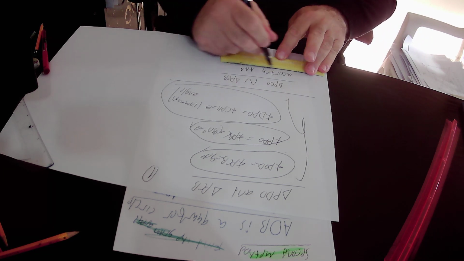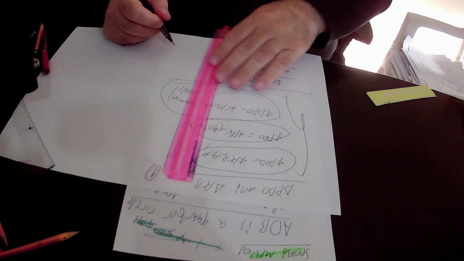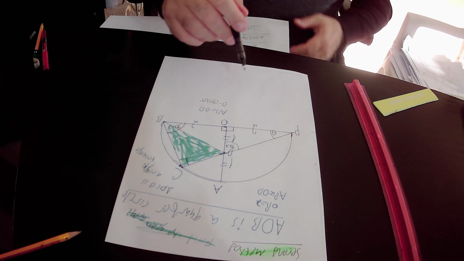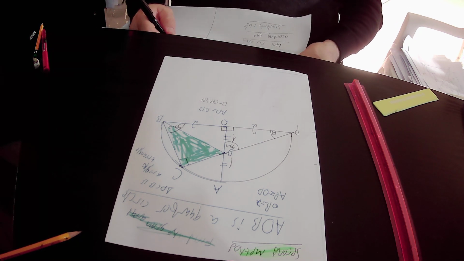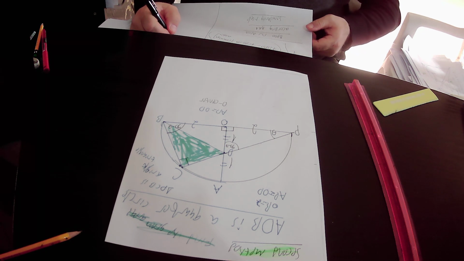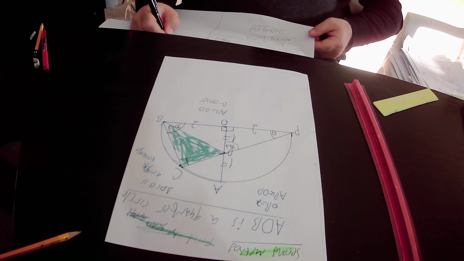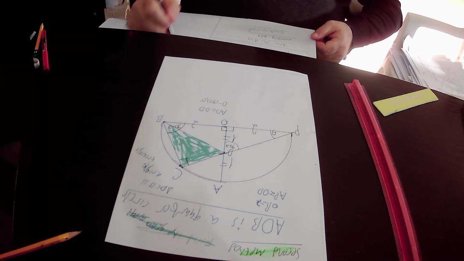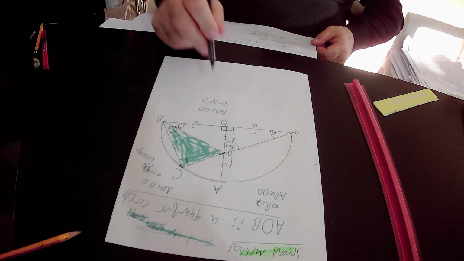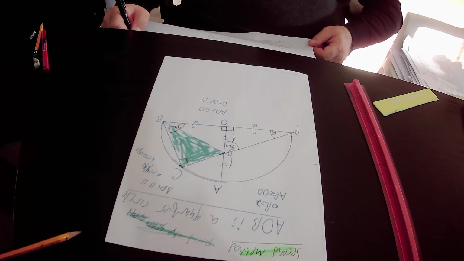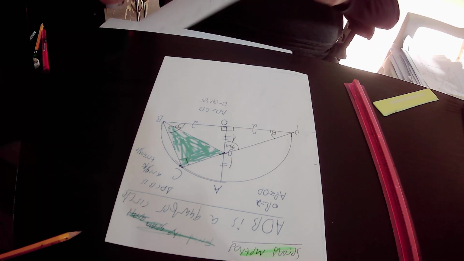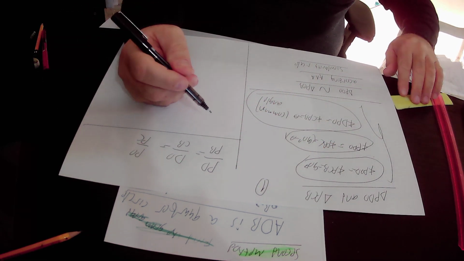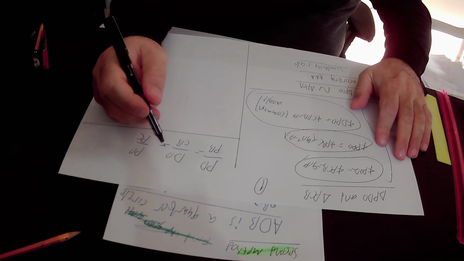Okay, and from the fact that the two right triangles are similar to each other, we derive that PD over PB equals DO over CB, and it is also equal to PO over PC.